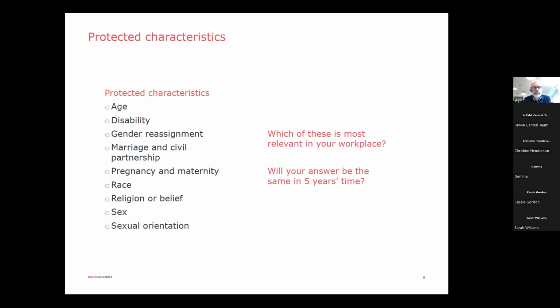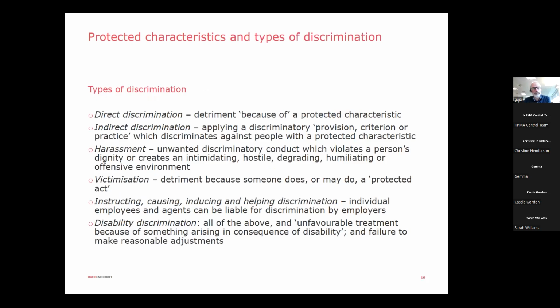So let's have a little look at the types of discrimination in a bit more detail. So direct discrimination is probably the one that if you asked someone in the street who wasn't an HR person or an employment lawyer, what's meant by discrimination? They would say, well, if someone's of a particular race and you treat them badly because of their race, then that's discrimination. And that's really what direct discrimination is. It's where someone suffers a detriment because of their protected characteristic. The reason for the treatment is the protected characteristic.